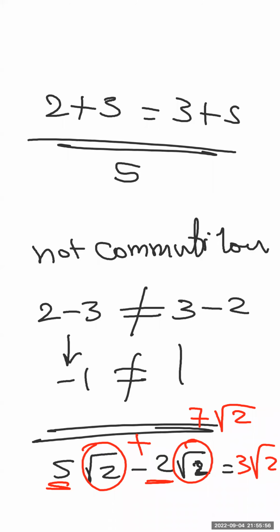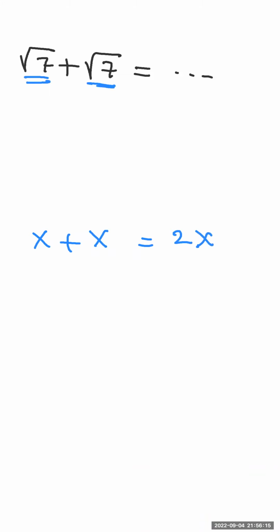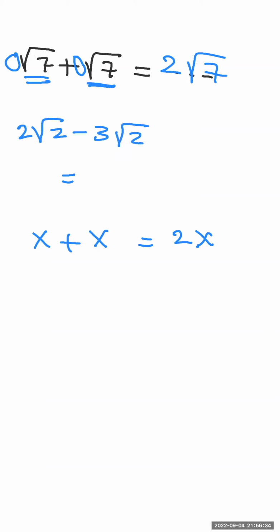The first question: square root of 7 plus square root of 7 equals dots. Now this question is like x plus x, so 2x. So 2 square root of 7. Just add the numbers before the square root and then write down the square root. Another one: 2 square root of 2 minus 3 square root of 2 equals 2 minus 3, negative 1, square root of 2. Okay, clear?